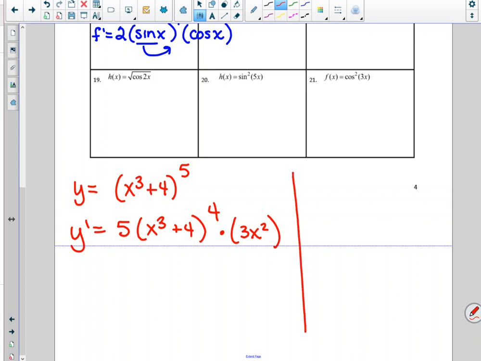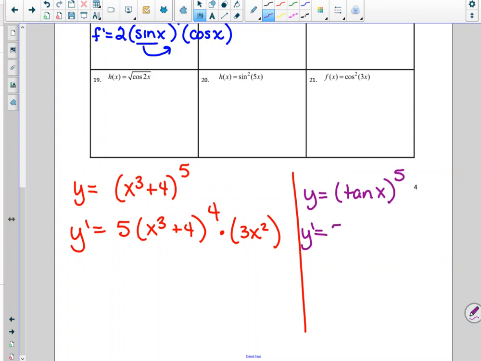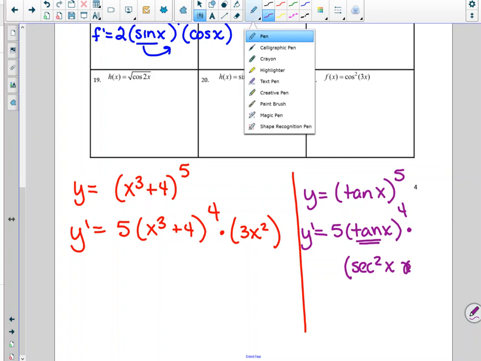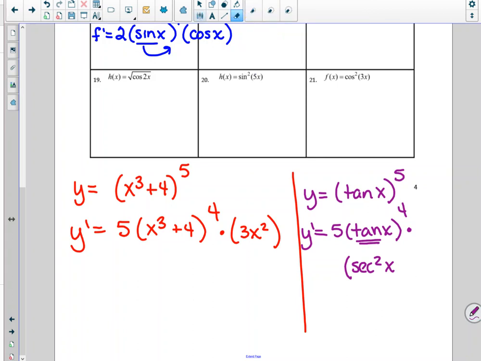The exact same thing is happening with a trig function on the inside. I want purple. So if I put something like a tangent function to the 5th power, the 5 comes down in front, just like on the other example, and the power comes down to a 4. And then I take this guy and go, well, what's his derivative? Tangent's derivative is secant squared of x.